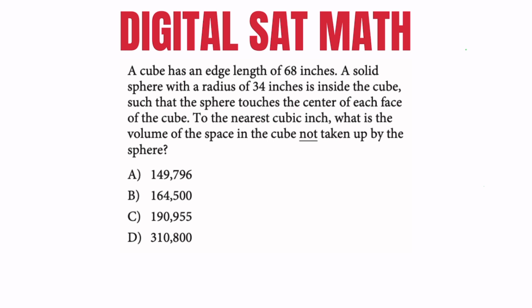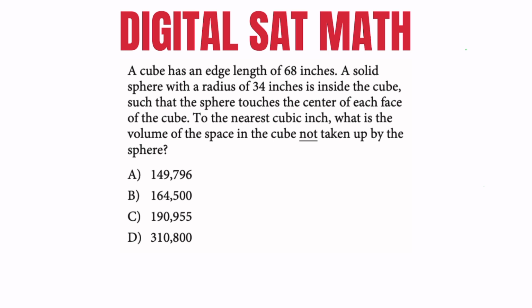A solid sphere with a radius of 34 inches is inside the cube, such that the sphere touches the center of each face of the cube. So on top and bottom. To the nearest cubic inch, what is the volume of the space in the cube not taken up by the sphere?